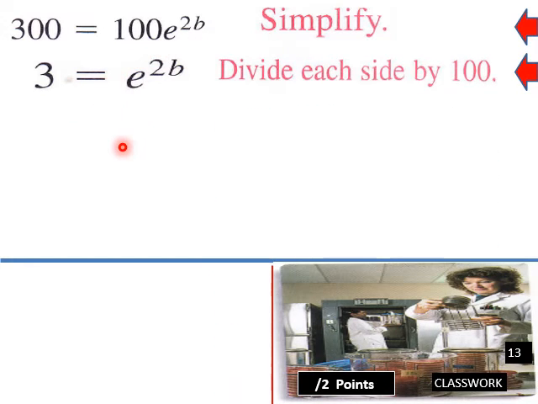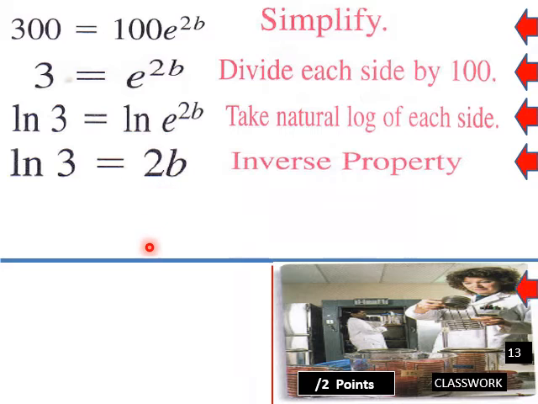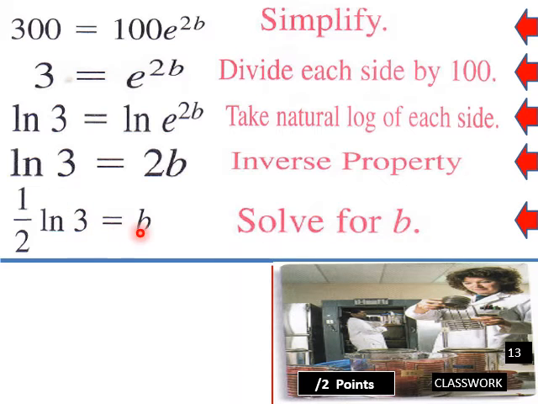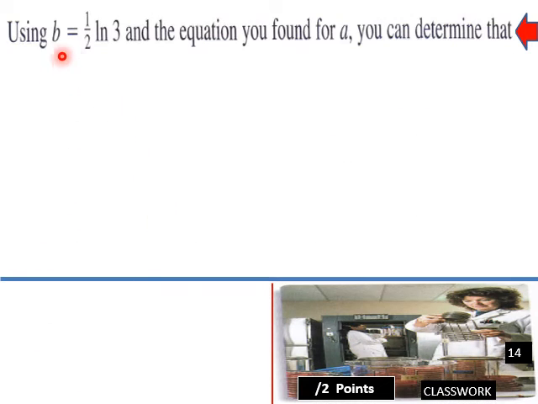Divided through by 100. 3 equals e to the 2b. Now we're going to take the natural log of both sides. And when we do that, we have natural log 3 equals 2b. Then we continue to solve for b here. 1/2 of natural log 3 would equal b. So b equals 1/2 natural log 3.